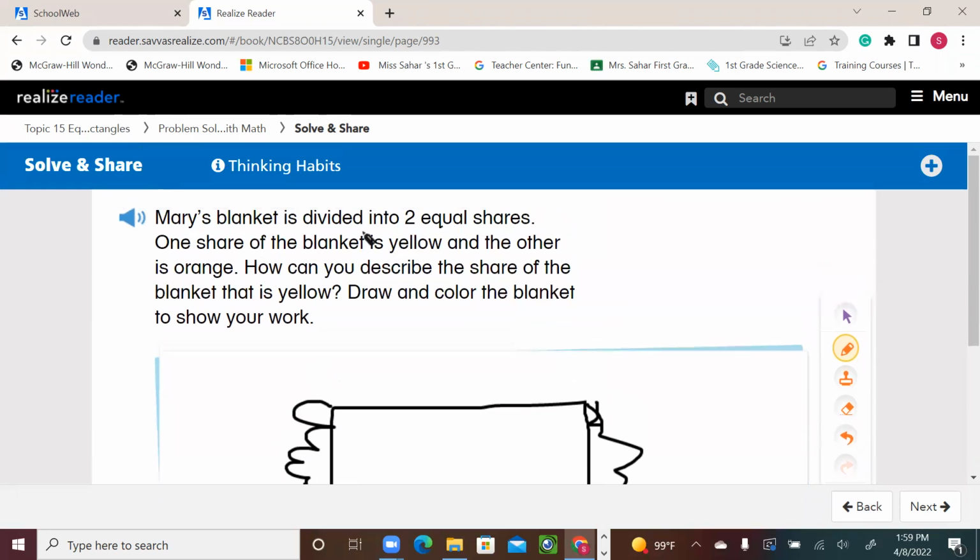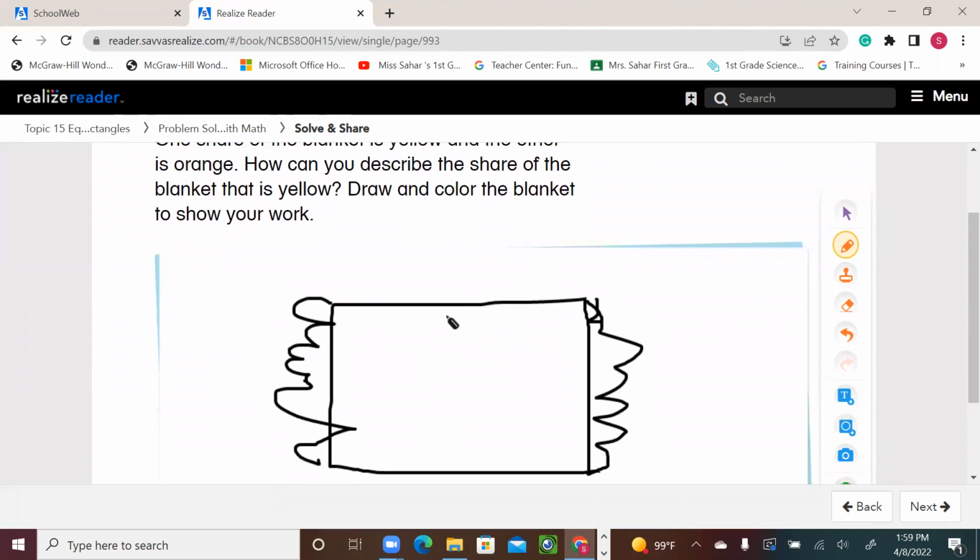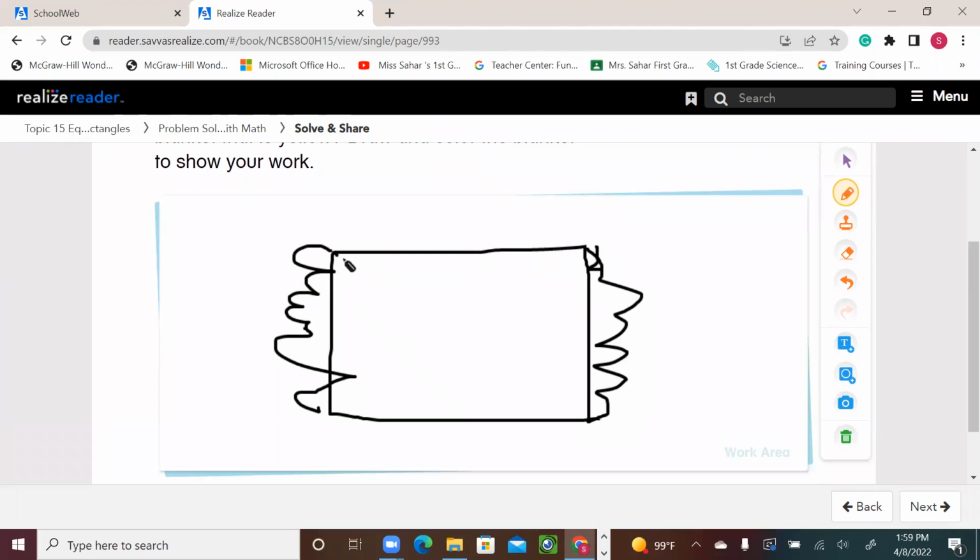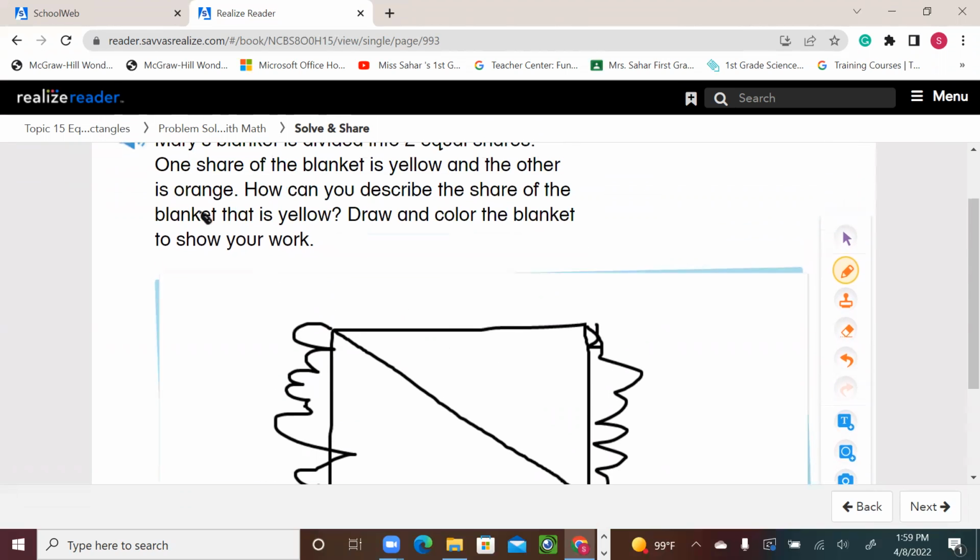Okay. The second part, divide them into equal shares. So that's up to you. You can divide them from corner to corner, or you can divide them from this side to that side, or from top to the bottom. So it's up to you.